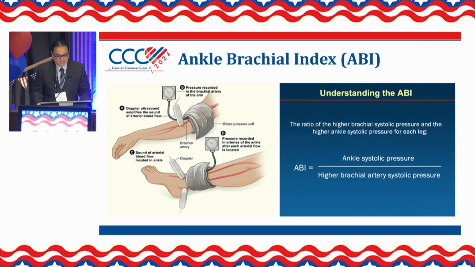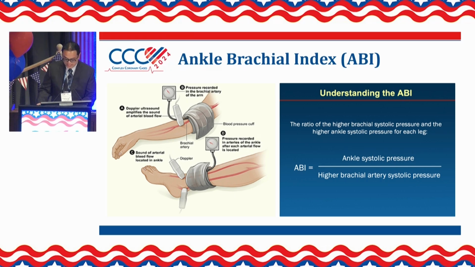So what is an ABI? An ABI is the ratio of a higher brachial systolic pressure and a higher ankle systolic pressure for each leg. And you can see in the illustration there how the test is performed. You plug the numbers into this equation, and you get a value. So a value of 1.0 to 1.29 is considered normal.